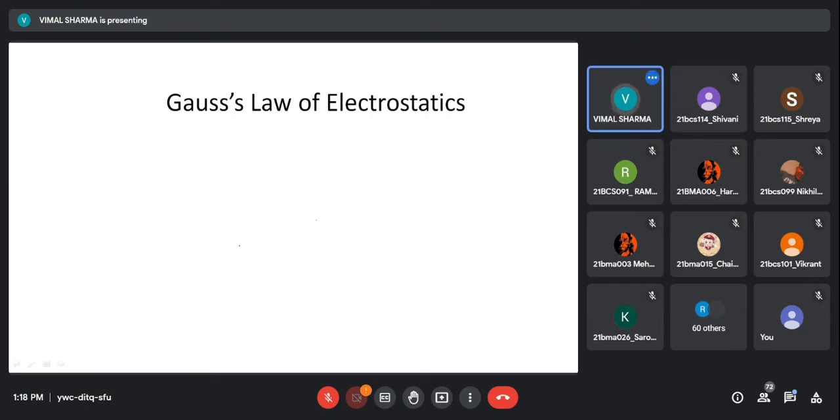So you all understand what Gauss law of electrostatics is. It is about electric field and electric flux. We say that if we have a closed surface, like a sphere, and this closed surface is enclosing some volume inside it, then we talk about flux through this closed surface. And to find flux, you know that flux is the dot product of electric field and area.